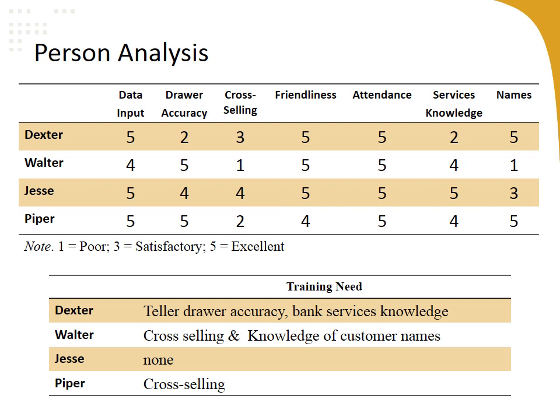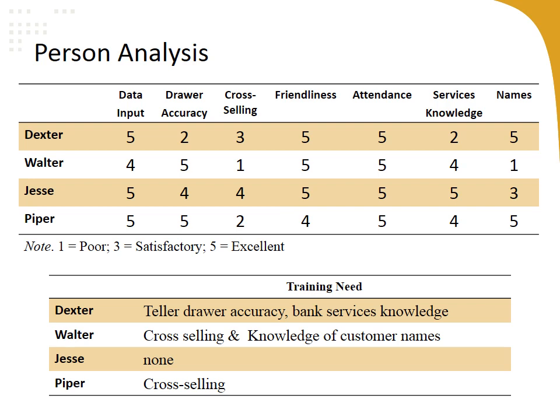So here's an example of a person analysis based on the most recent performance appraisal scores for bank tellers. And you can see organization is really important, and also having a numeric value associated with performance is really important because it makes it easier to compare different employees for a person analysis. So we have Dexter, Walter, Jesse, and Piper. So our 4 bank teller employees, and each employee was rated individually for different aspects of their performance. And the ratings are based on a scale from 1 to 5, with 1 being the poorest level of performance and 5 being as good as it gets.